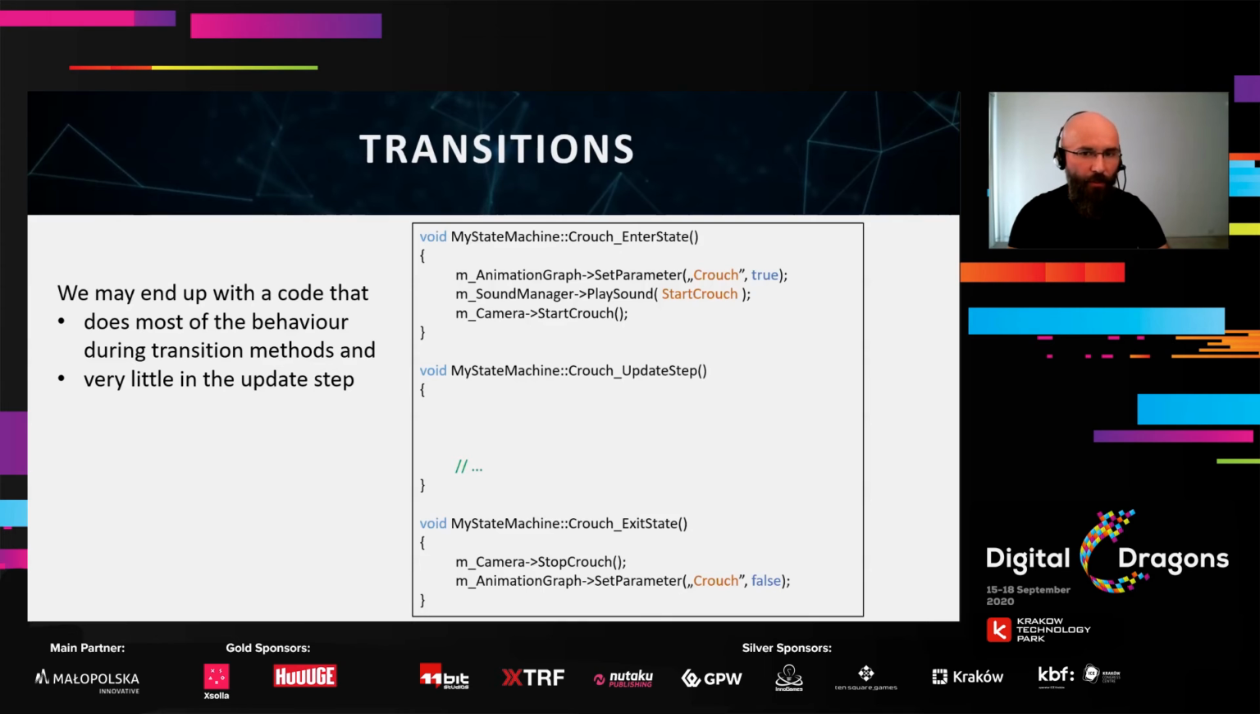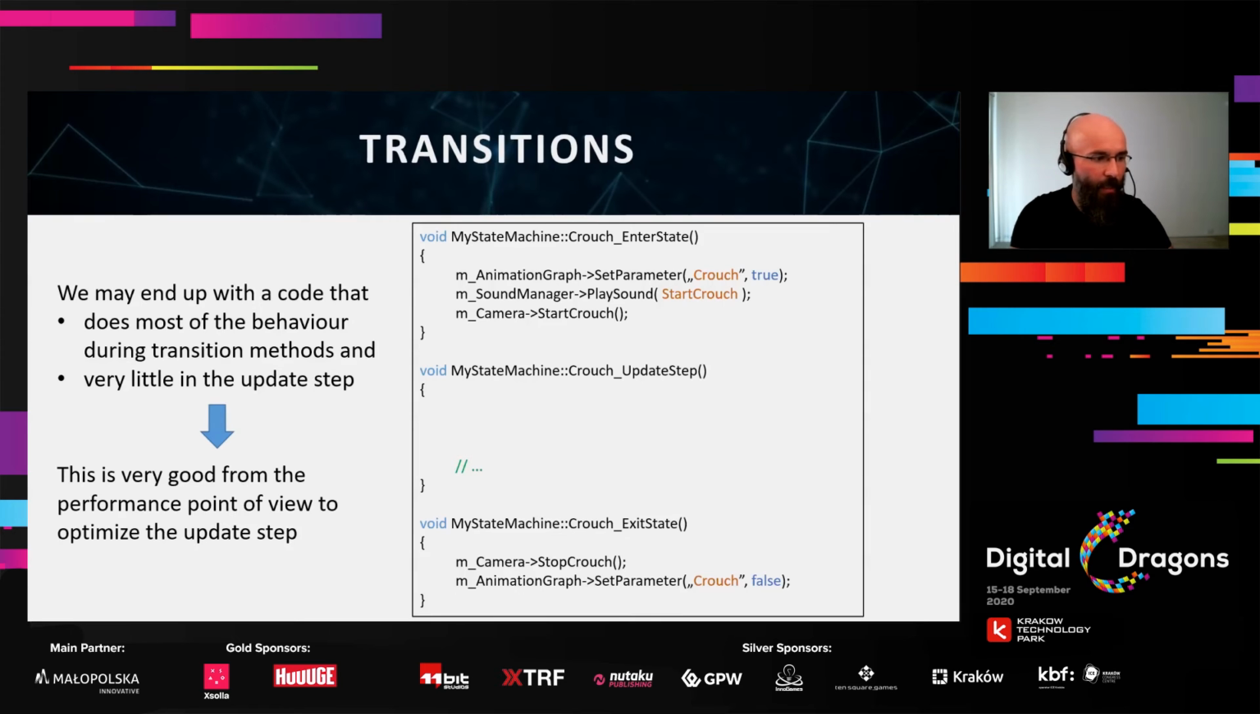It's really interesting to see, when I was working with state machines and creating them, that it's very normal to have a lot of code written in these enter state and exit state transition methods, and very little in the update step. And this is really good from a performance point of view, because the transition methods we execute just once, when we enter the state and when we exit the state. The update step, we execute all the time when we are in a specific state of the state machine.